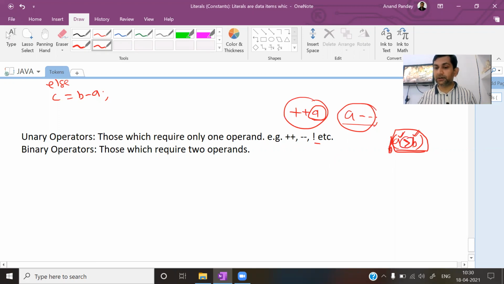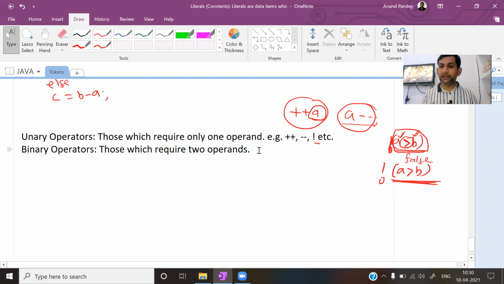But this not is applied to a is greater than b. So for not, this is the operand. Whatever result a is greater than b gives, suppose it is false, then not will make it true. This I have taught already. So not is a unary operator. Those operators which require only one operand are called unary operators, and binary operators are those which require two operands.